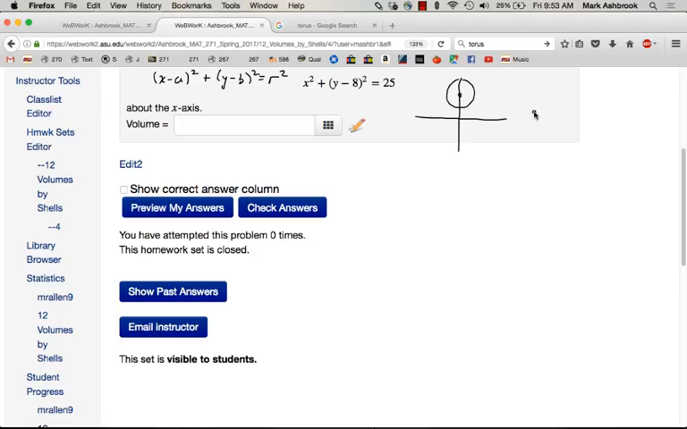Okay? It said the region enclosed by that curve. So that's the whole region. That's R. That's our whole region. And we're going to rotate that about the x-axis. So can you imagine what you'll get when you rotate that about the x-axis?